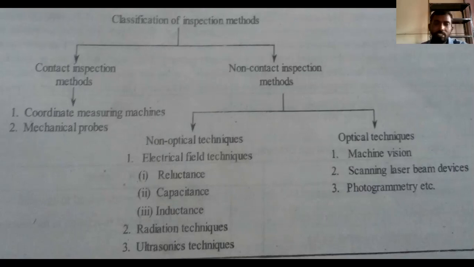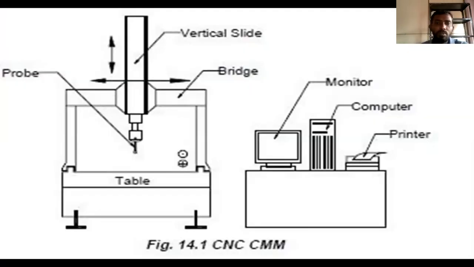Next, we will discuss in detail. The first one is the contact inspection method, starting with coordinate measuring machines, which are coordinate measuring instruments. In this diagram, there is a vertical slide, a bridge, a probe, and a table. We give the connection to the CNC CMM, coordinate measuring machines. This is the monitor, this is the computer, and this is the printer.